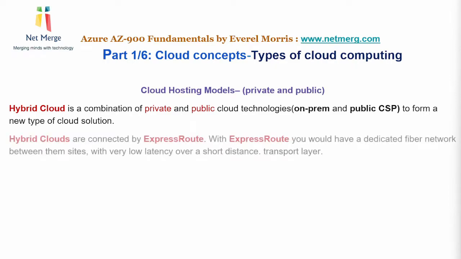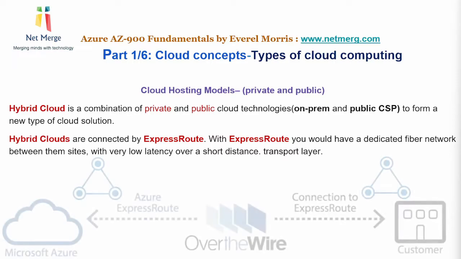Now let's move on and talk about hybrid clouds. They're connected using ExpressRoute. Now ExpressRoute is a different solution. Remember, OpenStack is used to actually manage the cloud. ExpressRoute is a really fast, low latency connection between two sites. So ExpressRoute is what you would need to connect your on-prem data center to the public cloud service provider. Understand it. We'll talk more about ExpressRoute further down.